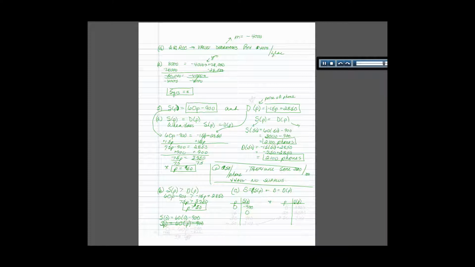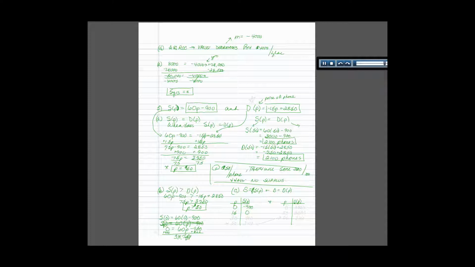Let me rewrite that. I didn't say that right. We set it equal to 0, and I have 60p minus 900, so I add 900 to both sides, and we get 60p equals 900, divide by 60, and you would get that p equals 15, meaning if the price was $15, that's where the supply would be 0.